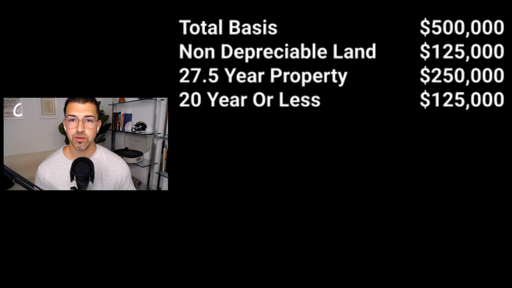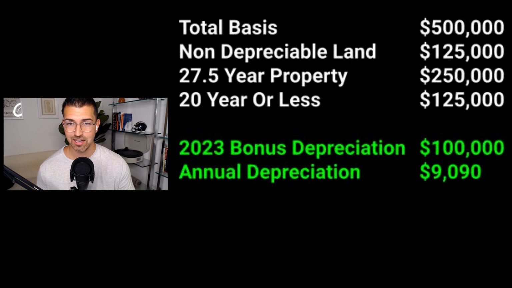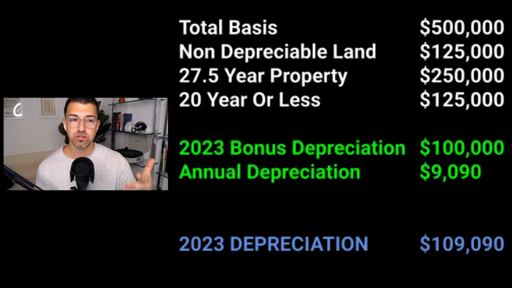So what we are going to do is we are going to take 80% of that $125,000 figure for the 20-year or less category. We're going to take 80% of that, and that gives us $100,000 in bonus depreciation in 2023. We also can take our depreciation from our 27.5-year property. $250,000 divided by 27.5 gives us $9,090, which results in $109,090 in depreciation in 2023.